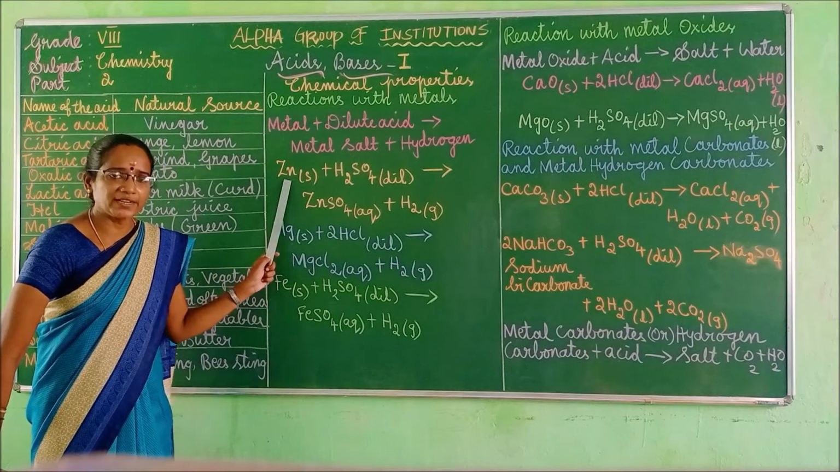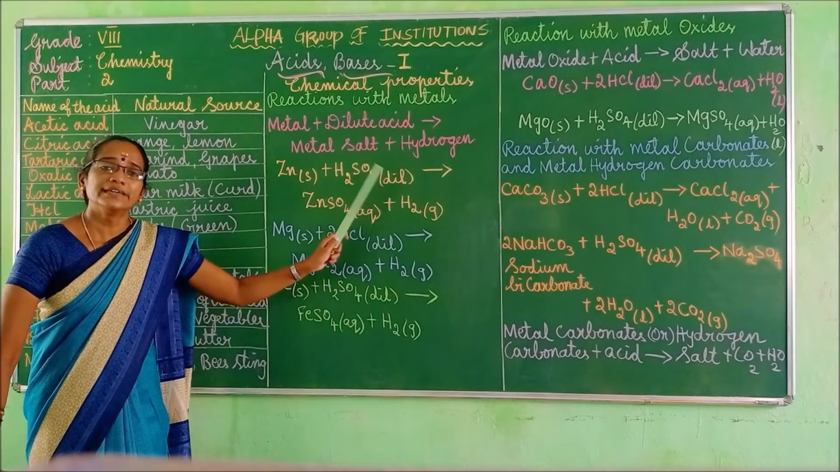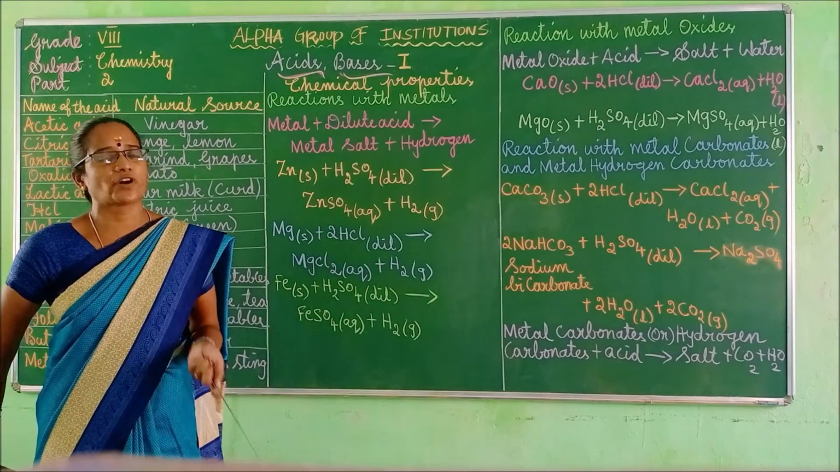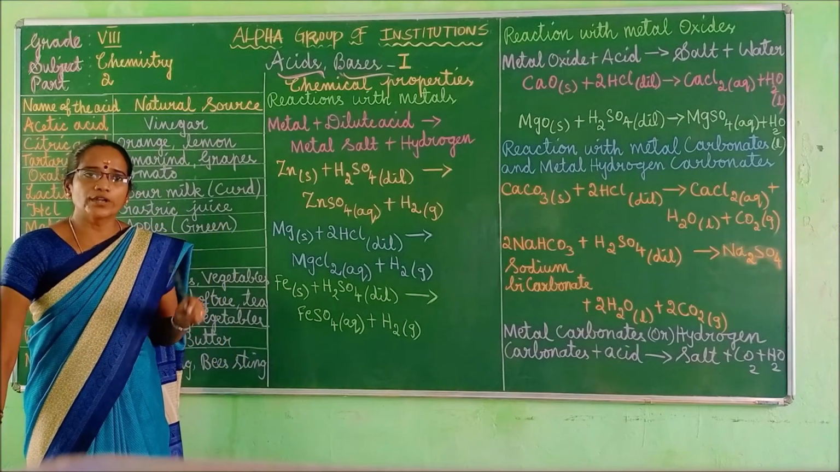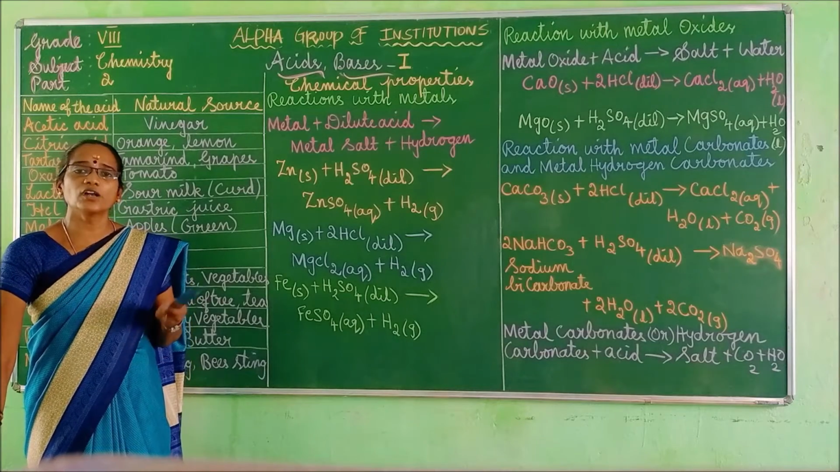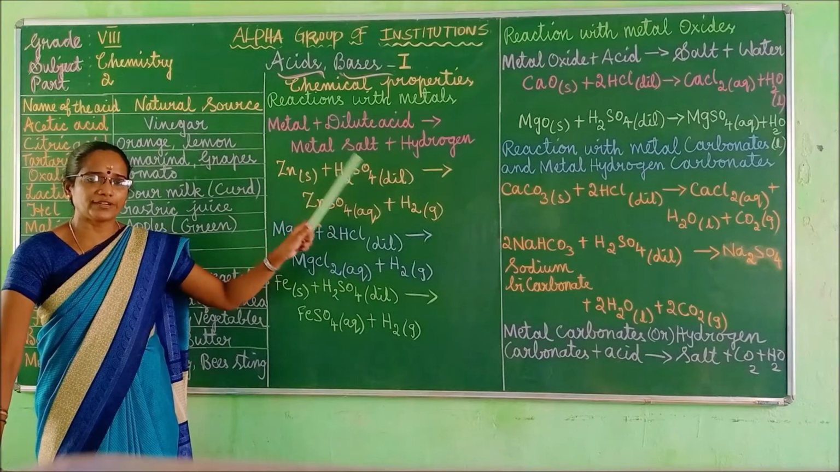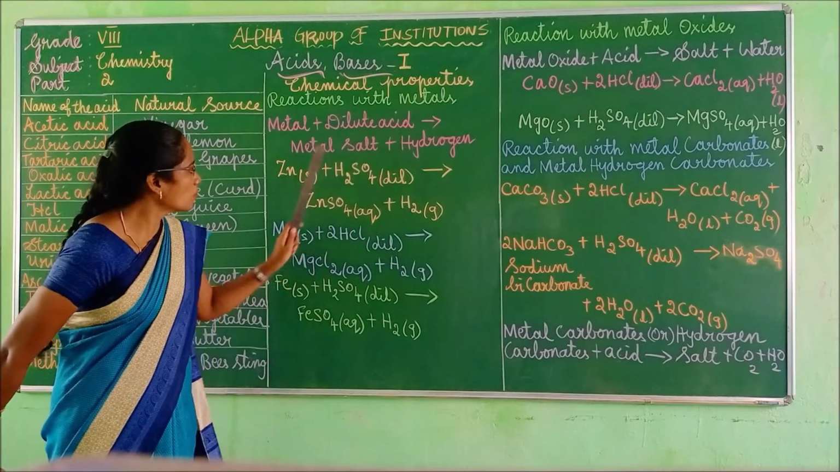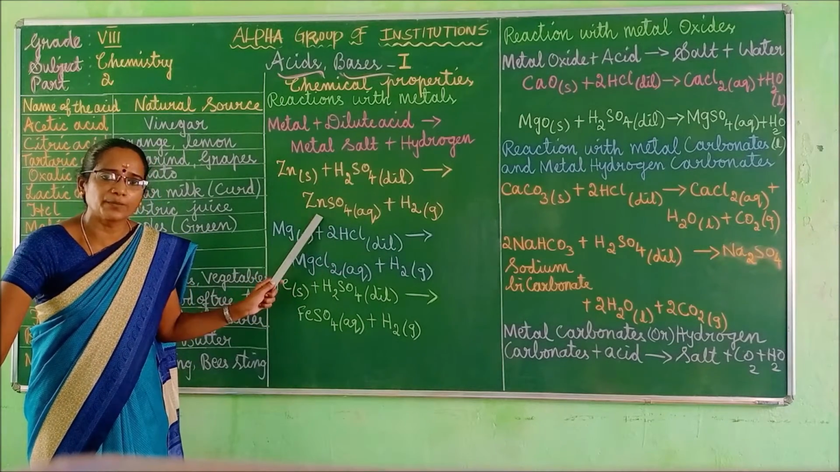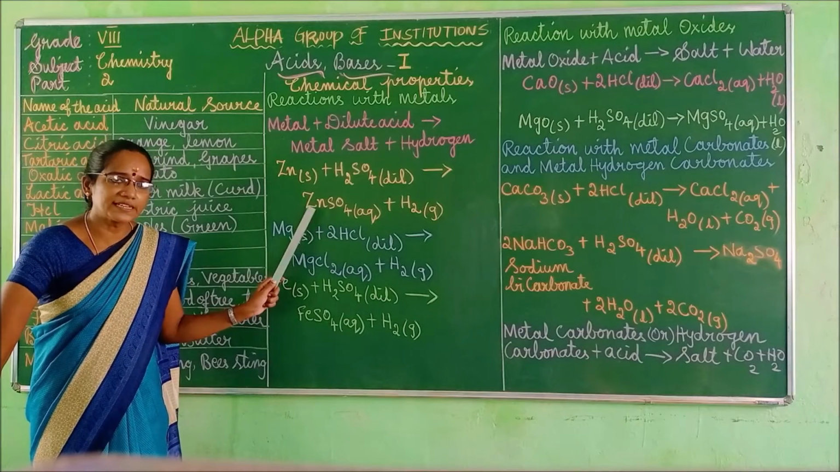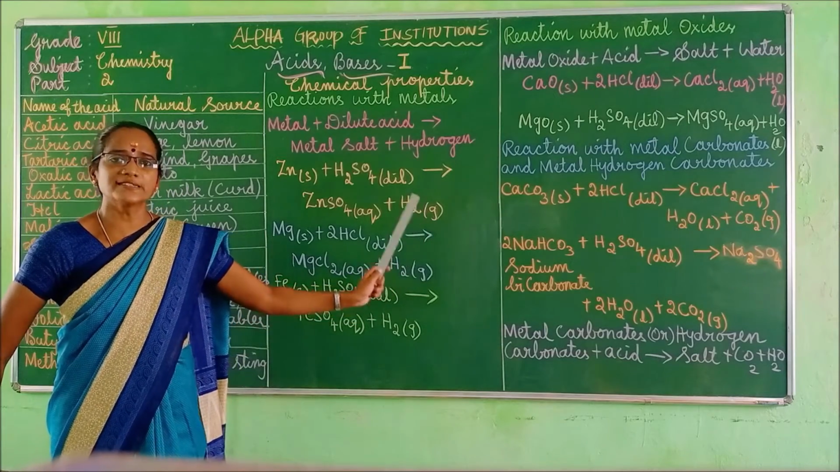H2SO4. Zn is zinc metal, which reacts with sulfuric acid, but in the diluted form, not the concentrated form. Diluted form means mixed with water. This is called a dilute solution. Here you should not take the concentrated solution, only the dilute solution. Both react to produce zinc sulfate. This zinc sulfate is nothing but a salt. ZnSO4 is zinc sulfate. Along with that, hydrogen gas is released.